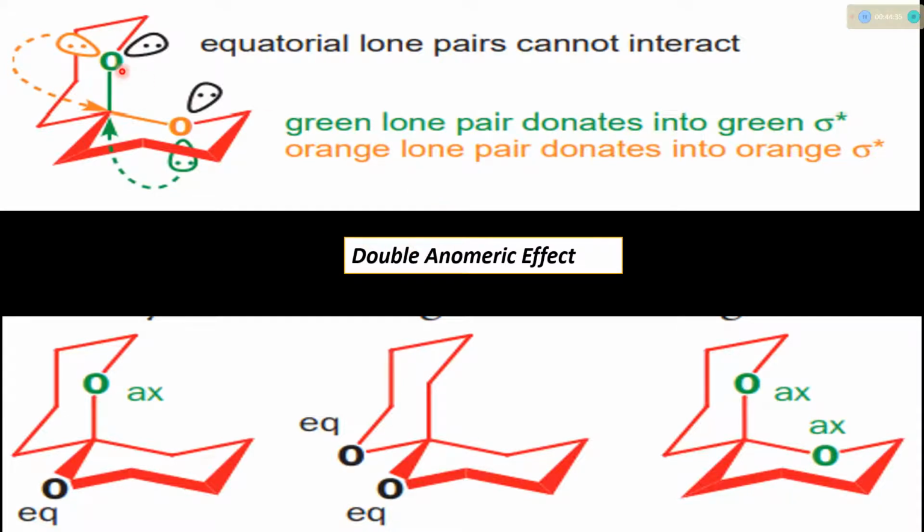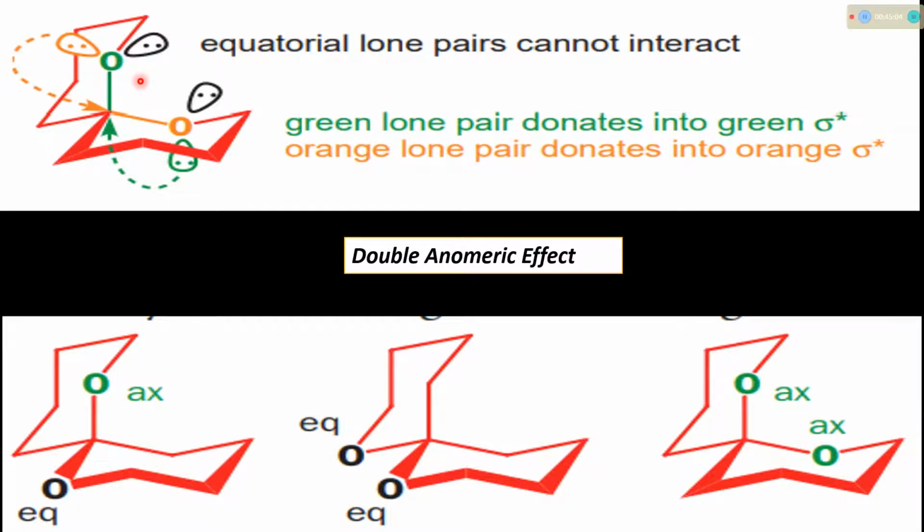Since there is involvement of two lone pairs and charge transfer into two C-O sigma star bonds, that's why it is called the double anomeric effect. If only one oxygen atom is present in the ring with only one substituent, then it's called the anomeric effect. For these cyclohexanes, this is axial and this is equatorial. For this cyclohexane, this C-O is axial and this is equatorial.